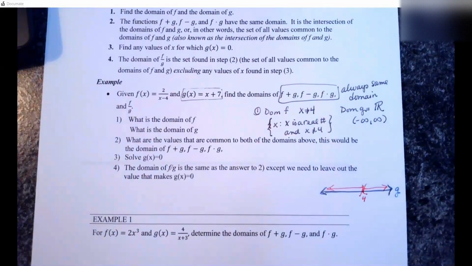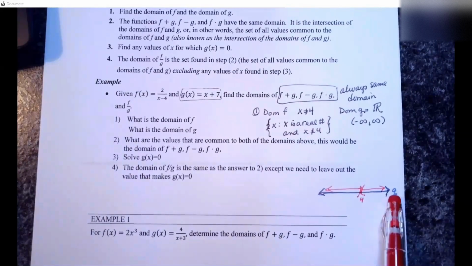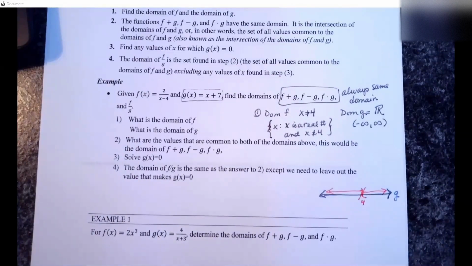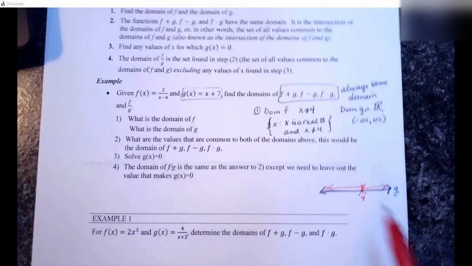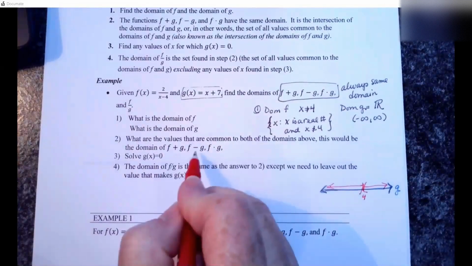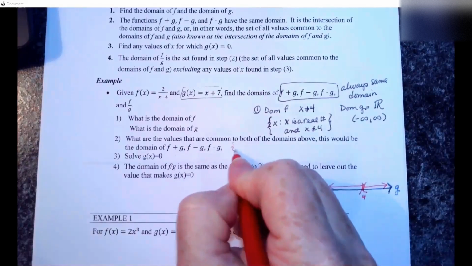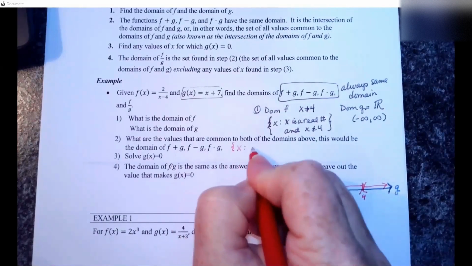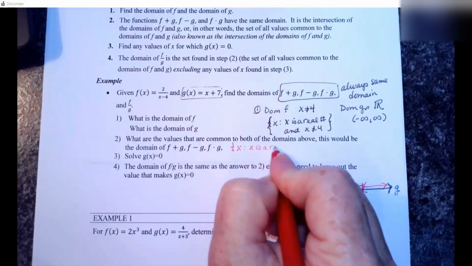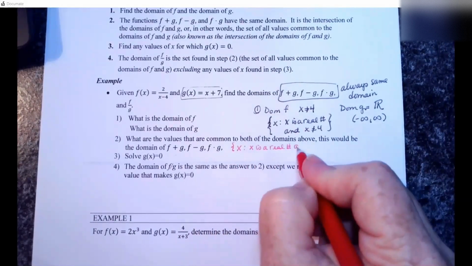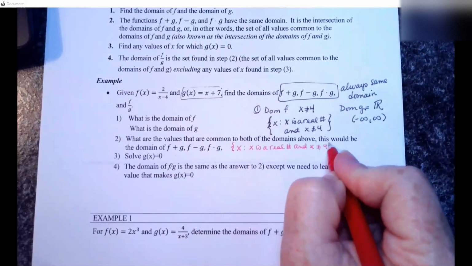So the question is, for the domain of F plus G, F minus G, and F times G, what do those two sets, the blue line and the red, have in common? Well, they both share every number to the left of 4 and every number to the right of 4. So the only number they don't have in common is actually 4. So the domain of F plus G, F minus G, and F times G would be the set of all X such that X is a real number and X is not equal to 4.